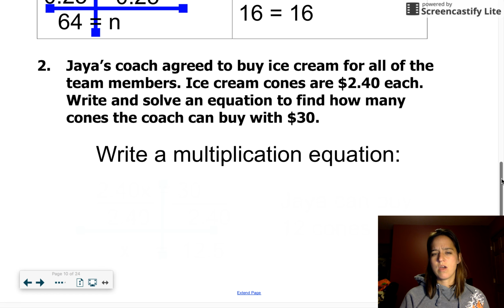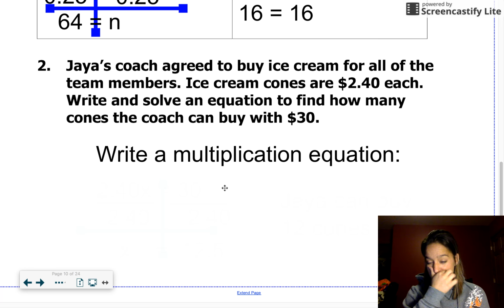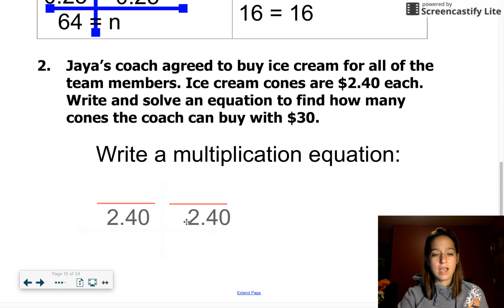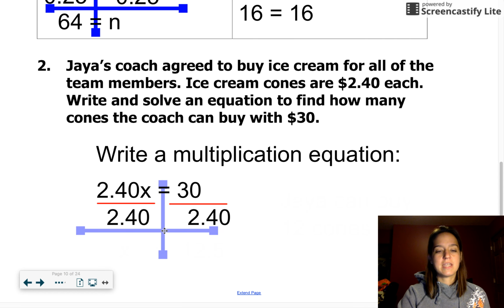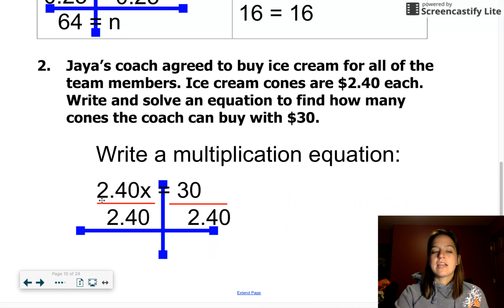Well, you might be thinking, well, I should do $2.40 times however many ice cream cones I can actually get, and that should equal 30. And that would be a correct assumption, which is how we solve it. So I got $2.40 x equals 30. That was my multiplication equation. And then I need to go ahead and solve it.